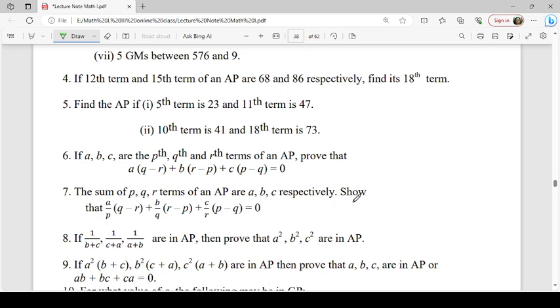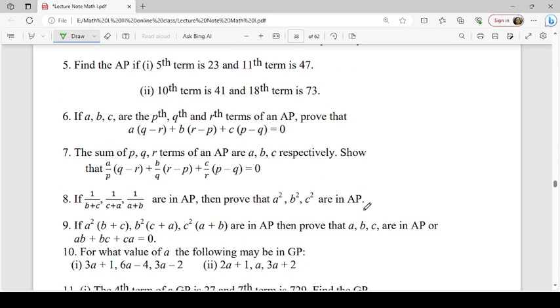Then AP, it is p, q, r terms of an AP, a, b, c respectively, so that a by p into q minus r, b by q into r minus p, c by r into p minus q. This one.